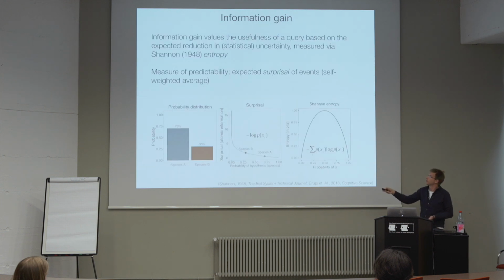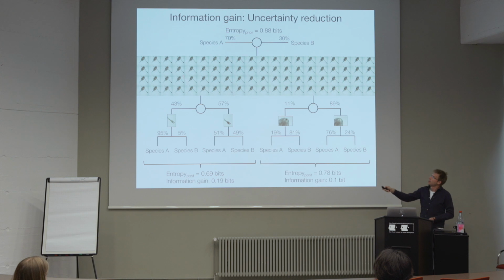It just follows from this kind of computation. Now again, we can consider the different queries that we can conduct, look at the eye or look at the claw. What would happen if we observe a certain feature value and can compute the remaining entropy? And then we can form an expectation. And then we have something like the posterior entropy is 0.69 bits. So the information gain is 0.19. And we can do the same here.